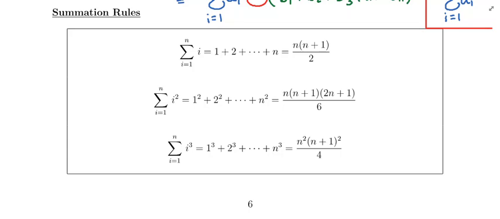Now we're going to take a look at the summation rules listed at the bottom of page 6. These are also some shortcuts that you might find handy. There are 3 statements here in the box. We are just going to read through them and talk about how to use them, and we'll do some practice in the next example. We are not going to prove these right now.